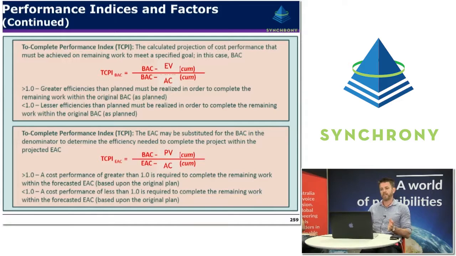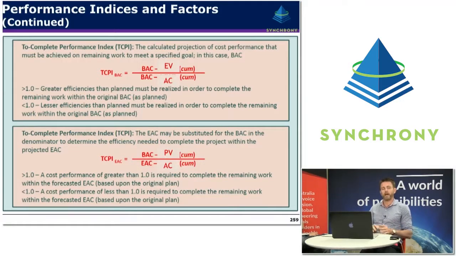And by looking at that index, we can see if it's greater than 1, we're going to need greater efficiencies than we've been anticipating in order to finish on budget. And if it's lower than 1, it means that lesser efficiencies than planned are going to be required to meet the overall budget. Now, very similarly, we can also calculate the index that we're going to need in order to achieve the EAC that we're currently forecasting.